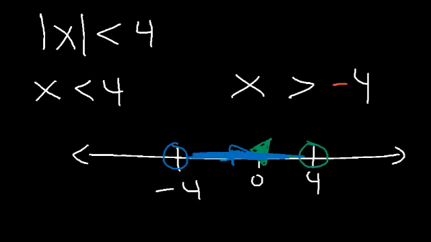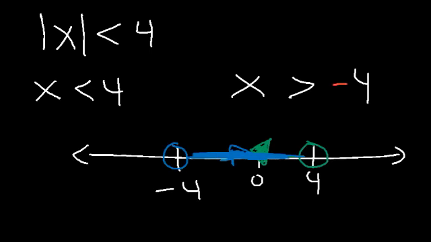Now we can see if it's true. Let's plug in a number between negative 4 and 4. Let's say 3. 3 is less than 4, so that works. Now let's pick a negative number. Let's say negative 2. The absolute value of negative 2 is positive 2. 2 is less than 4. So any number in between negative 4 and 4 works.